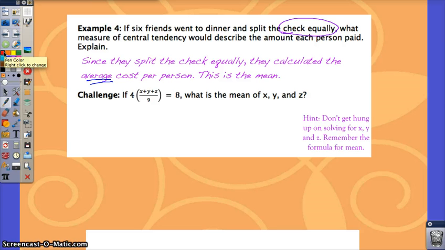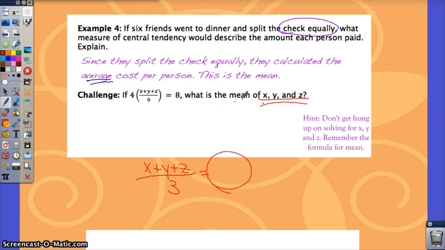Okay, so have you had any success with this challenge? When we look at this, it looks intense, but you really don't need to get hung up on solving for X, Y, and Z. You just need to remember the formula. To find the mean of these 3 numbers, I would need to get this equation to be X plus Y plus Z divided by 3. And I want to know what does that equal? Because this expression over here is the mean, right?